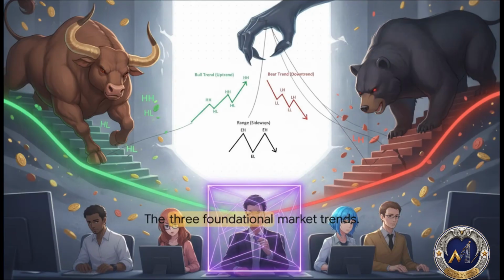There are really only three baseline directions the market can take. You've got your bull trend, the uptrend, marked by higher highs and higher lows. You've got your bear trend, the downtrend, making lower highs and lower lows. And finally, the sideways trend, where the market is basically range-bound. These are the absolute foundational rules of the game that every single trader is playing by.